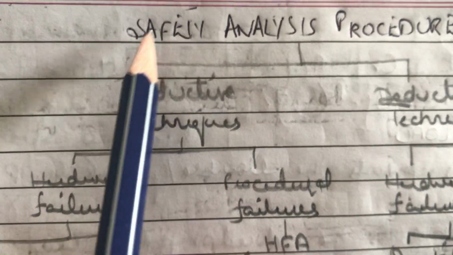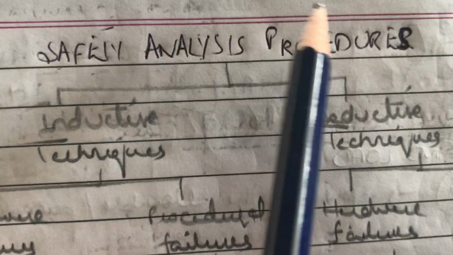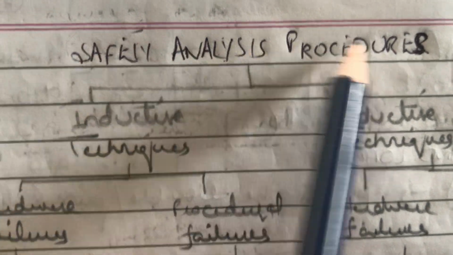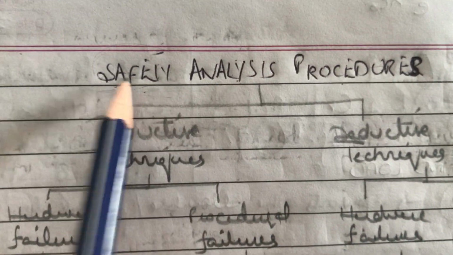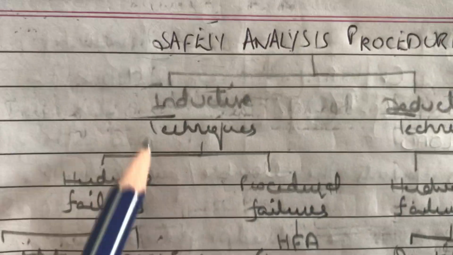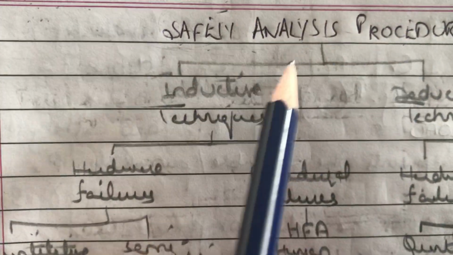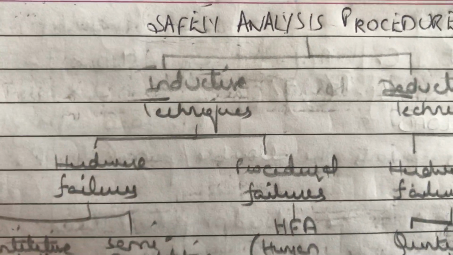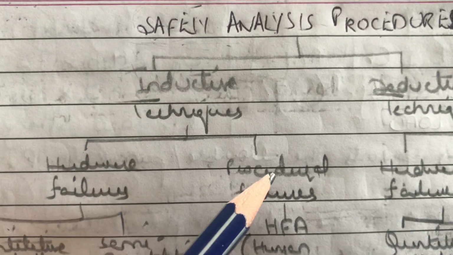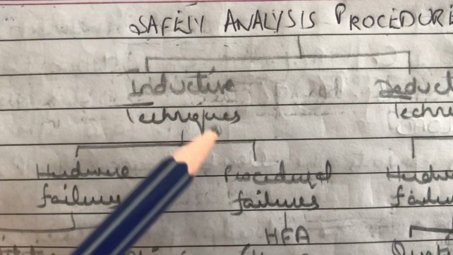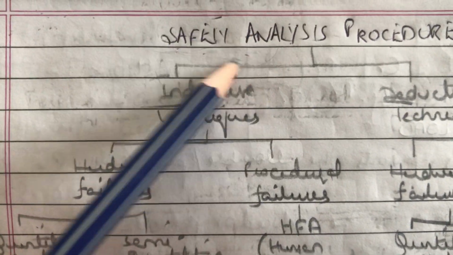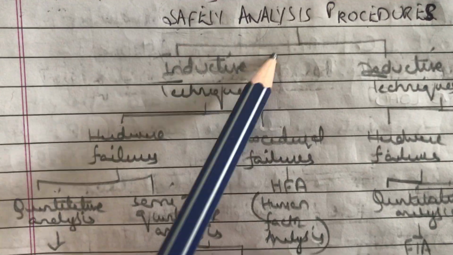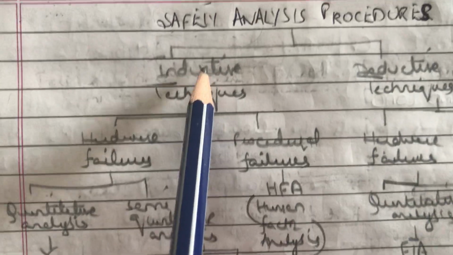So for that, in safety analysis procedure, I have a tree for you just to define what things come in safety analysis procedures. What are the different types of safety analysis procedures, what are its scenarios, how many scenarios can be defined, and how many more it can be subdivided. So let's have a look.